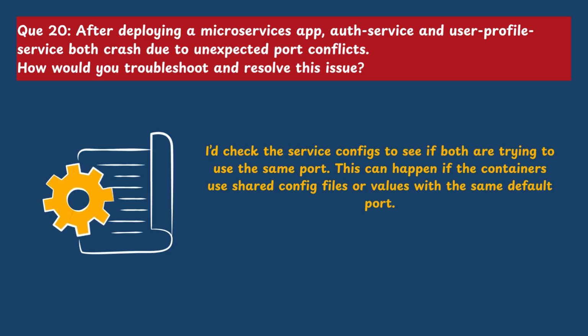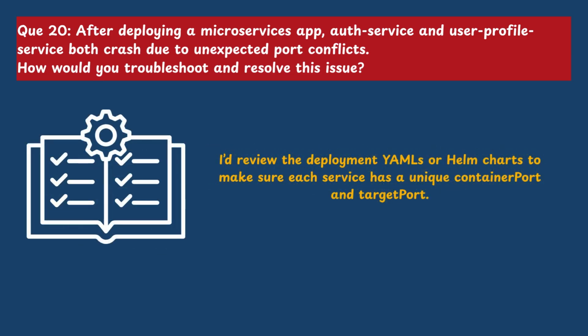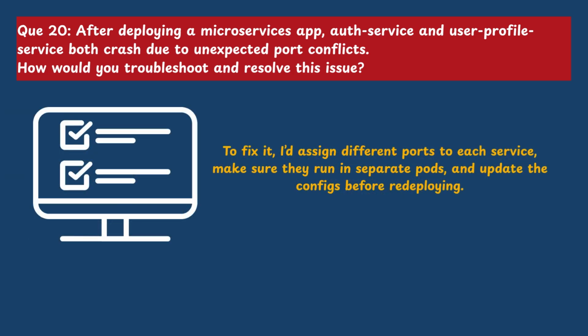I would check the service configs to see if both are trying to use the same port. This can happen if the containers use shared configuration files or values with the same default port. I would review the deployment YAML or Helm chart to make sure each service has a unique container port and target port. To fix this, I would assign different ports to each service, make sure they run in separate pods, and update the configuration before redeploying.